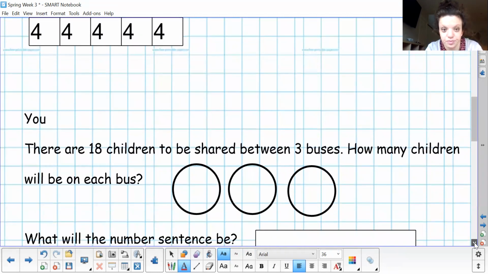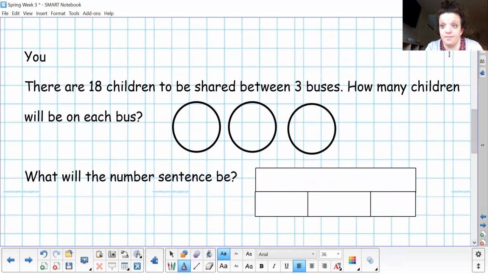Right, now, there are 18 children and they need to be shared between the 3 buses that they need to get to school. How many children will be on each bus? So what will your number sentence be? Write that for me now and then draw your problem, work out the answer and then show it as a part whole for me. Off you go. Pause the screen. Okay, well done. You should have sorted that out.